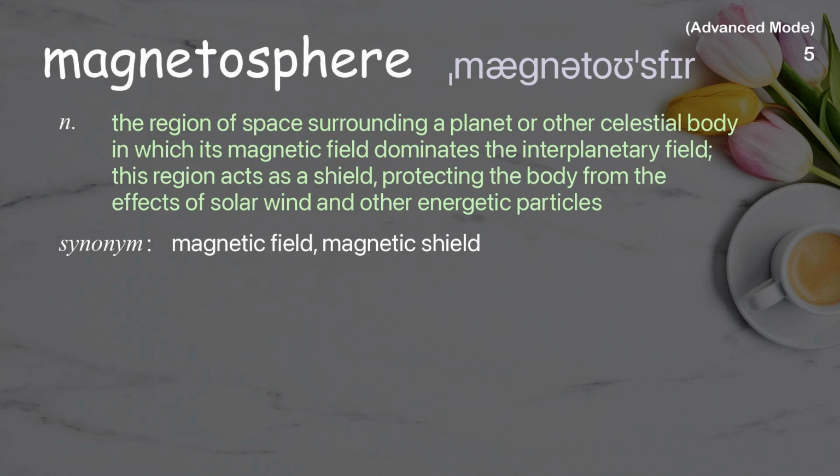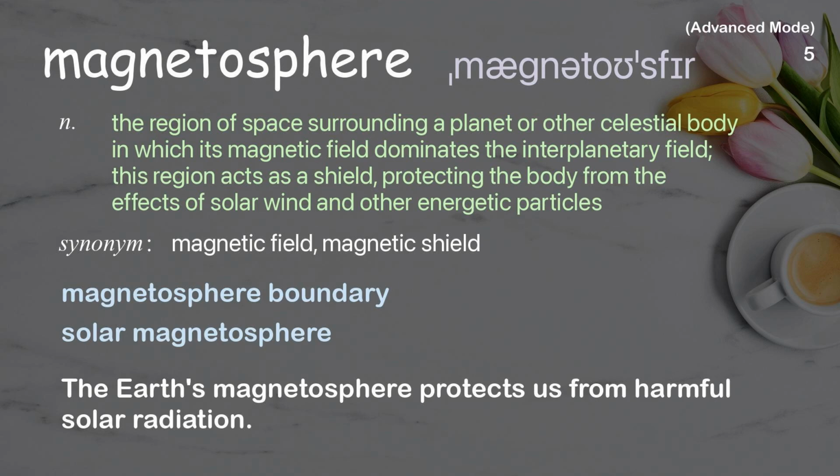Magnetosphere. The region of space surrounding a planet or other celestial body in which its magnetic field dominates the interplanetary field. This region acts as a shield, protecting the body from the effects of solar wind and other energetic particles. Examples: Magnetosphere boundary. Solar magnetosphere. The Earth's magnetosphere protects us from harmful solar radiation.